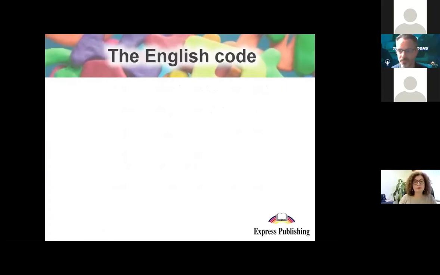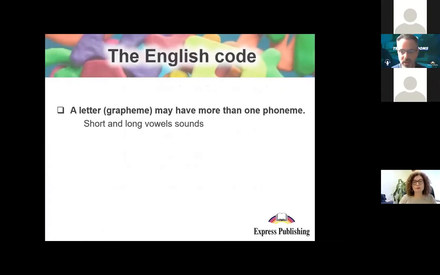So what are the issues with learning English? One of the biggest problems we've had, just to review, is that a letter, a grapheme, may represent more than one phoneme. For example, short and long vowels. And again, based on things like the great vowel shift, historical reasons, loan words, remembering, of course, that English has a lot of loan words that have come in. So there's a whole bunch of reasons why it is this illogical.